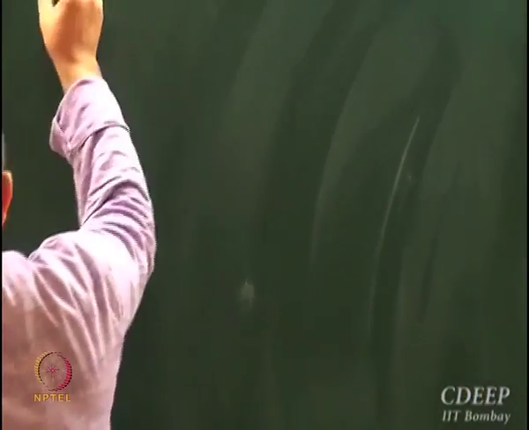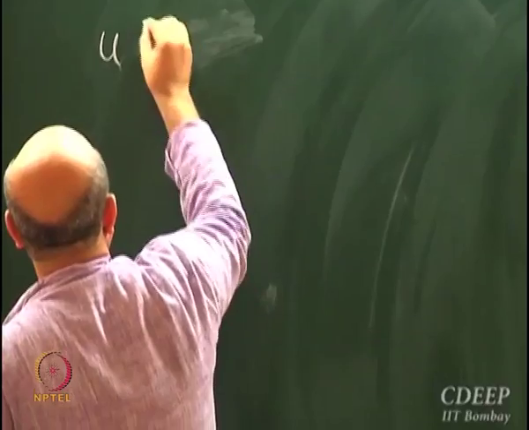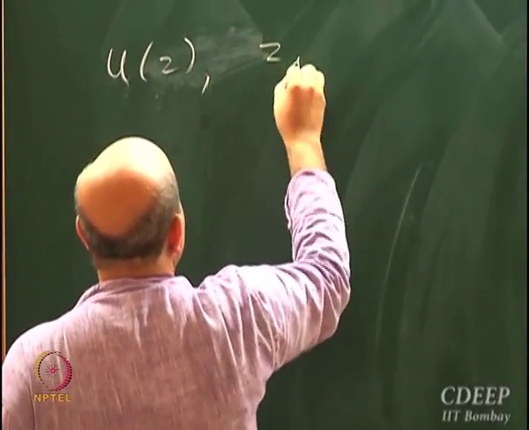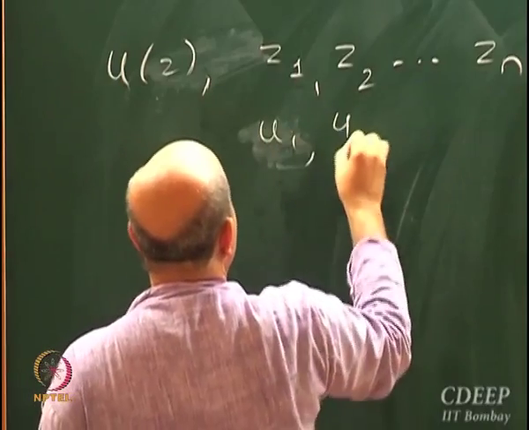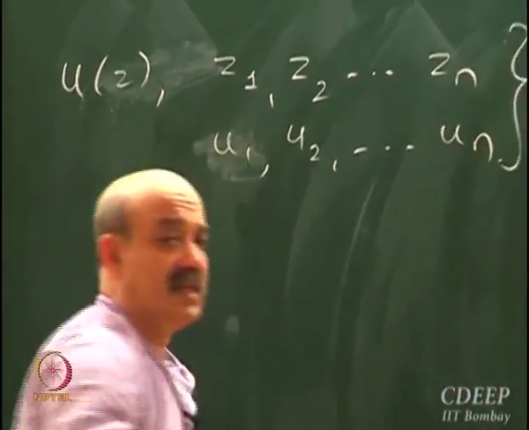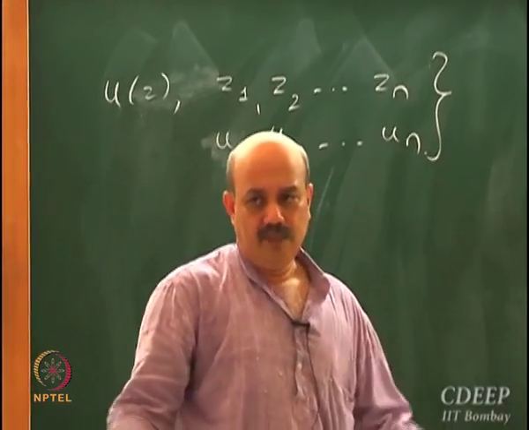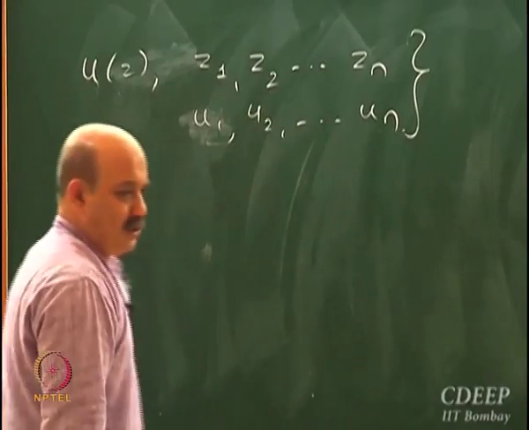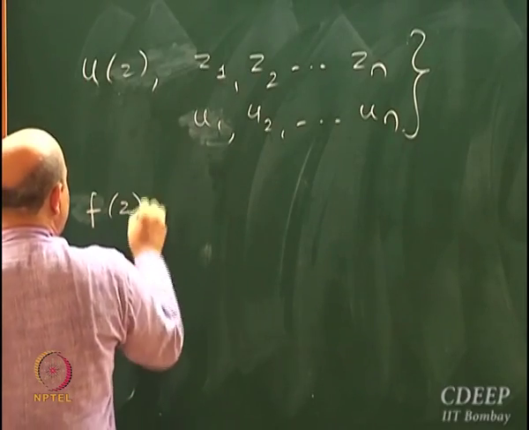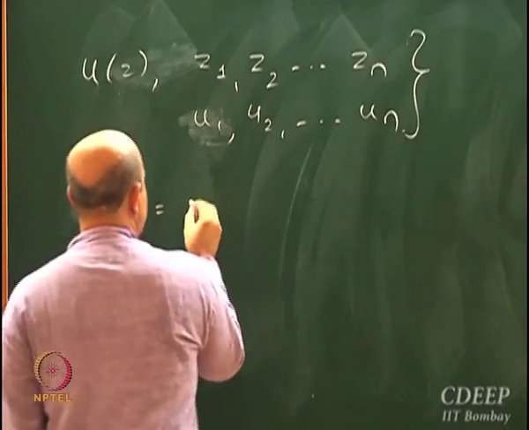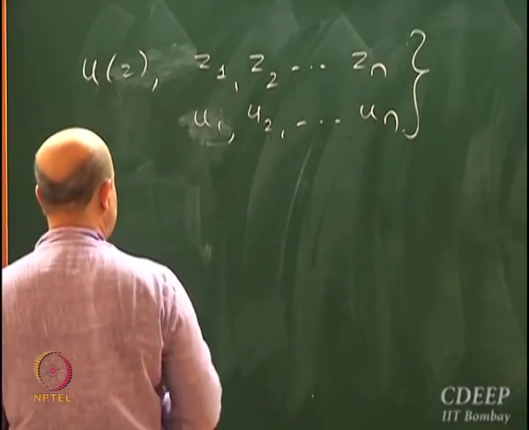Let's say I am approximating a function, say u of z, and I know its values at z1, z2, ..., zn, and these values are u1, u2, ..., un. This is my data set. I don't want to fit a polynomial. Let's say I want to fit sine and cos. You are perfectly allowed to do that. So I want to fit a function, say f of z, or let's call this function by some other notation.